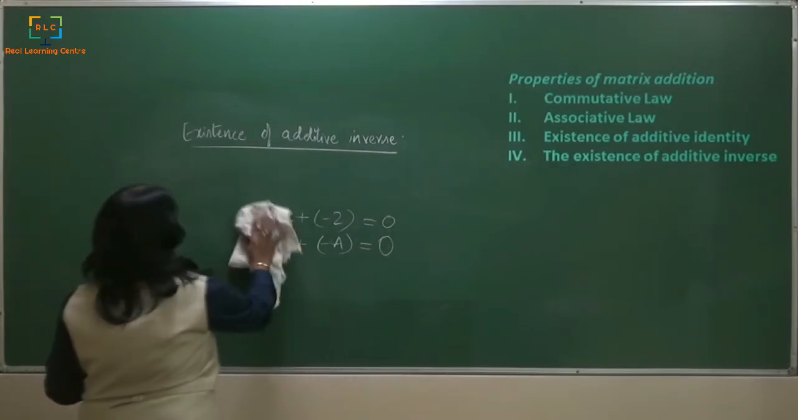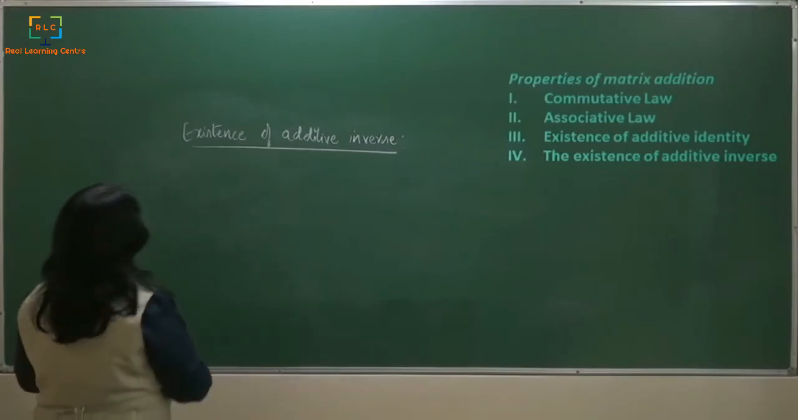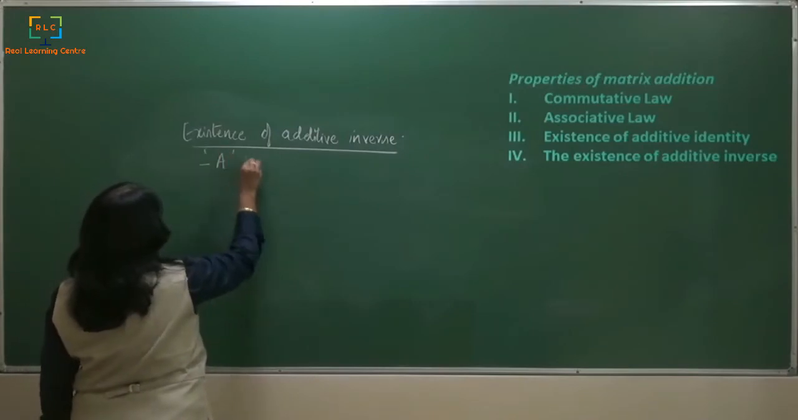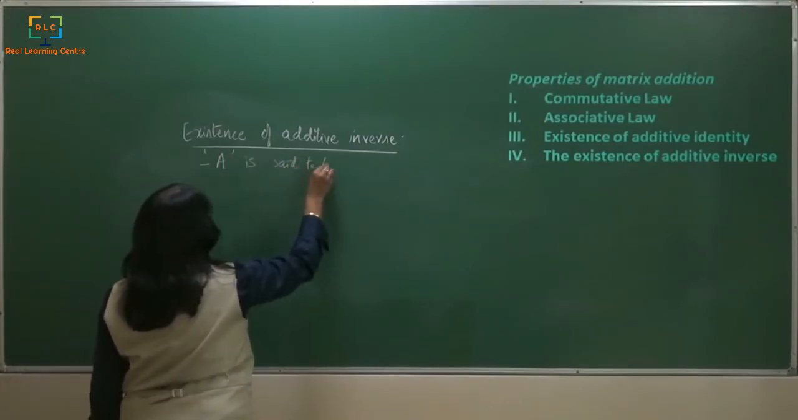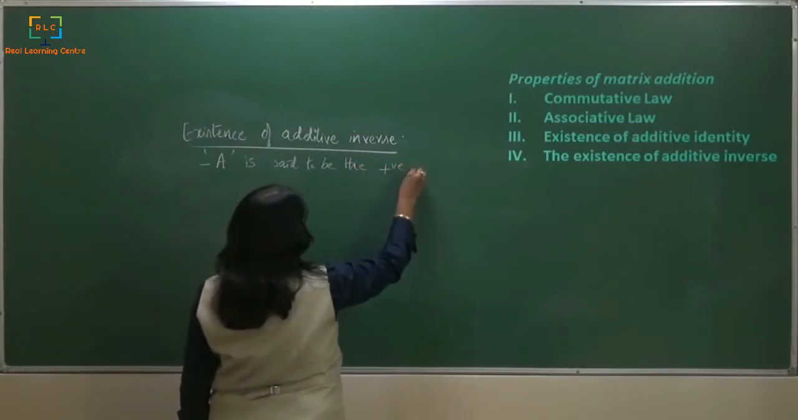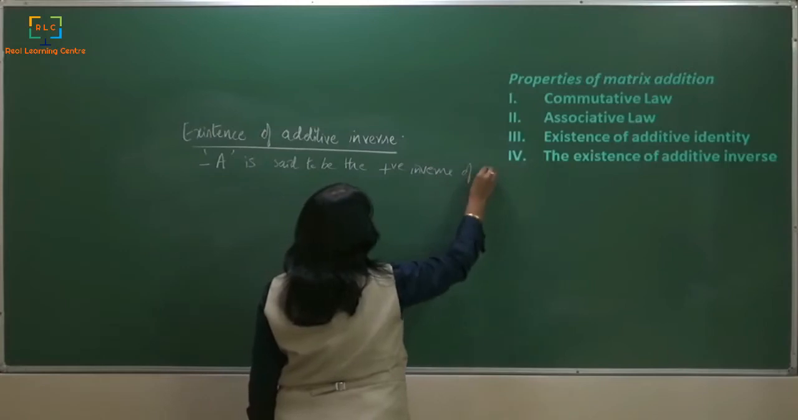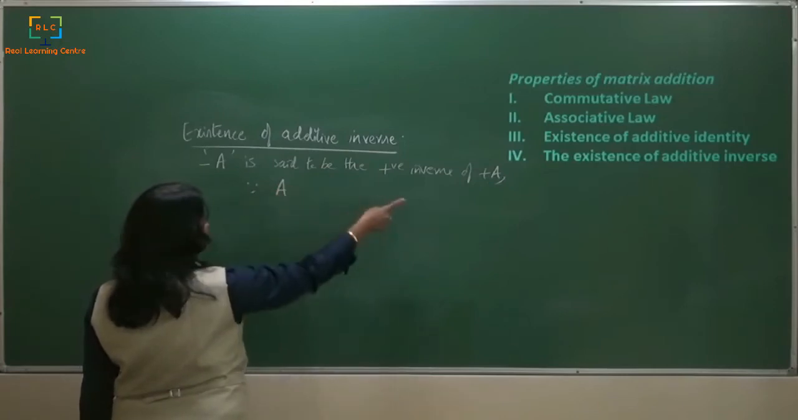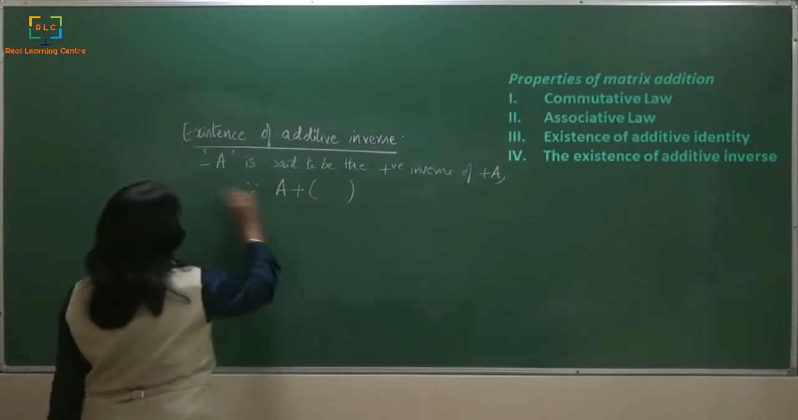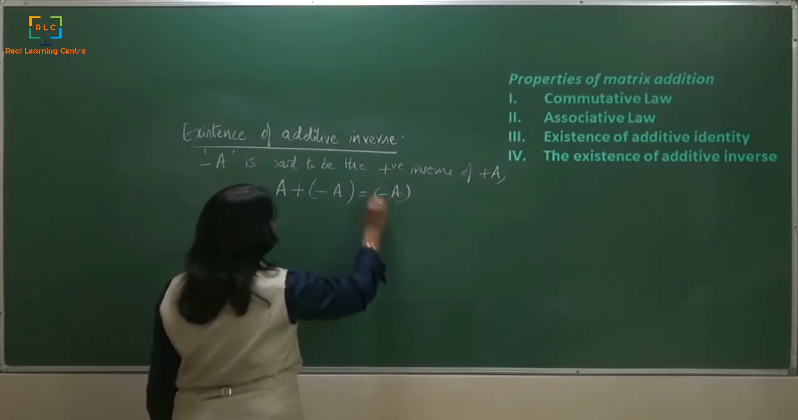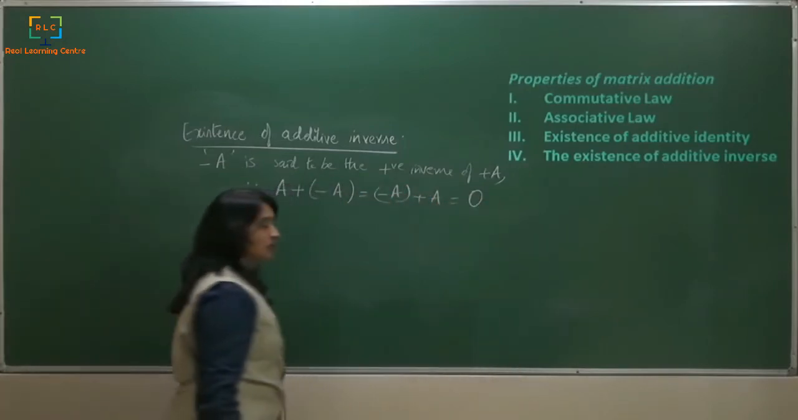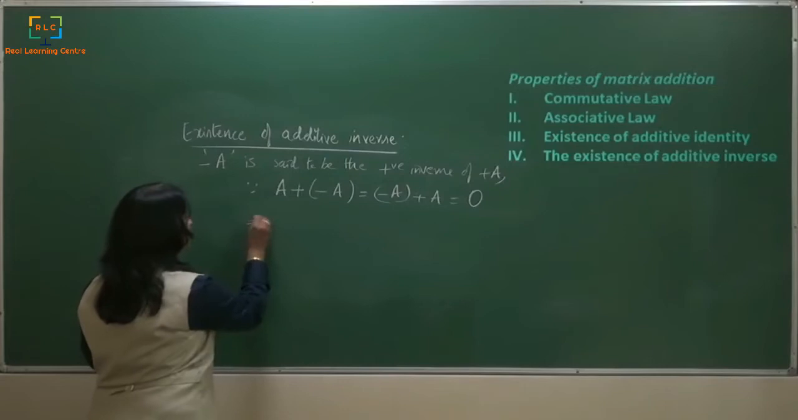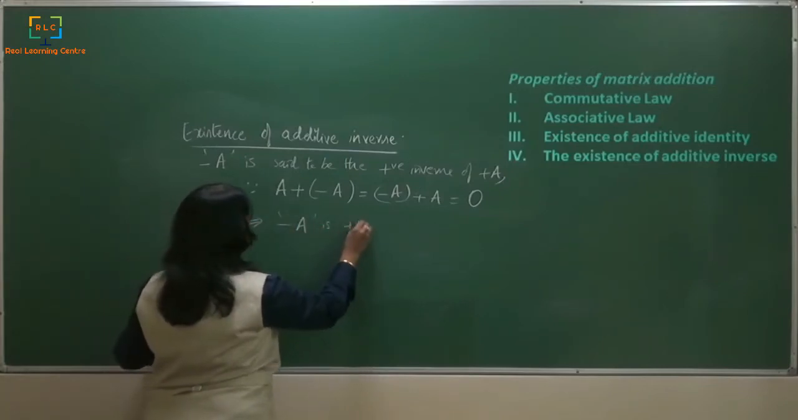So let us write it clearly. Existence of additive inverse, we say minus A is said to be the additive inverse of plus A. Why? Because A, that is plus A, when you add with minus A, or the minus A when you add with plus A, you always get the null matrix. So these two are said to be the additive inverses of each other.